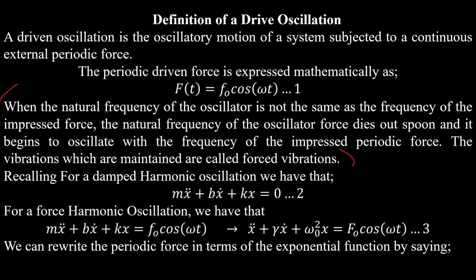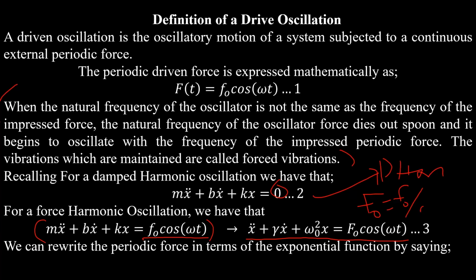If we recall, for a damped oscillator, mx double dot plus bx dot plus kx is equal to 0. This is for a damped oscillator, so we call it DHM, damped harmonic motion. For a forced harmonic motion, we no longer have 0, but we have the periodic force there. If we divide through by m in this equation, we finally have this again, where capital F naught is small f naught over m, for equation 3.